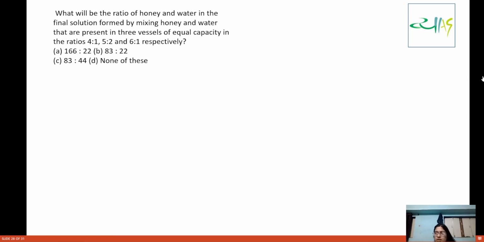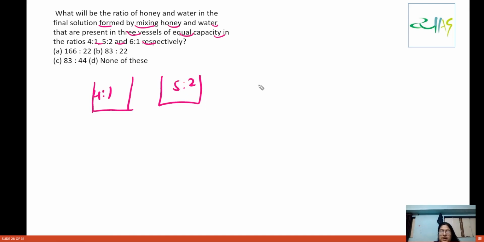What will be the ratio of honey and water in the final solution formed by mixing honey and water that are present in three vessels of equal capacity, 4 is to 1, 5 is to 2, and 6 is to 1? Okay, again a similar kind of question. You have 4 is to 1 here. You have 5 is to 2 here, and you have 6 is to 1 here.